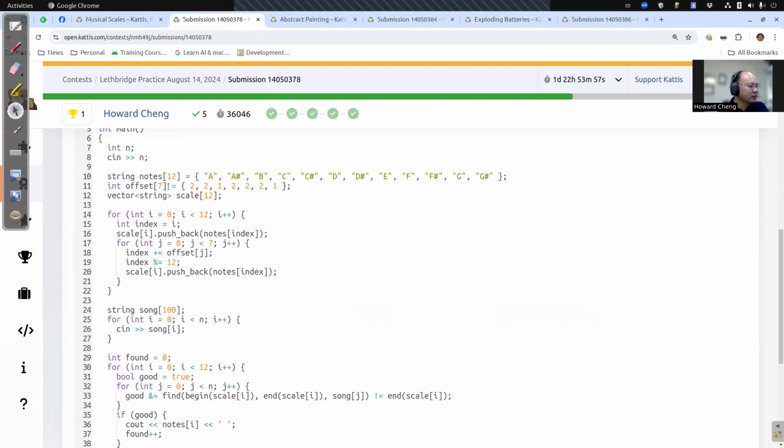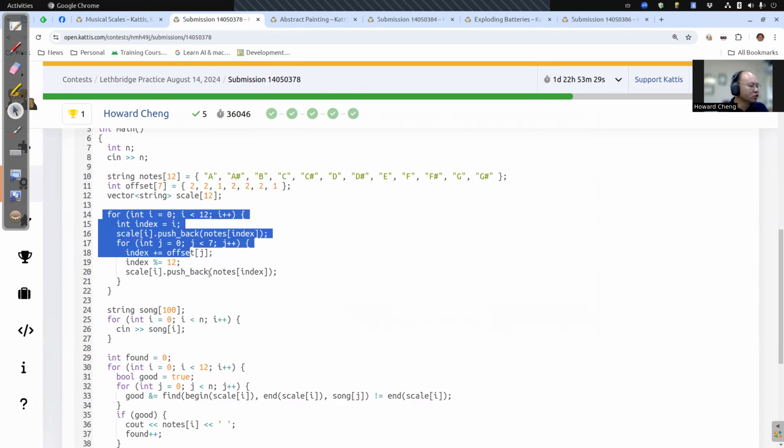Then I'm also going to store this offset, the tone, tone, semitone, and so on, just to remember that to get all the notes in a scale, it's +2, +2, +1. I'm just putting it in an array because that makes things a lot easier, as you'll see. And then I have 12 different scales. Each scale is a vector of strings. So for each scale I will have a vector of all the notes that I'm allowed to use.